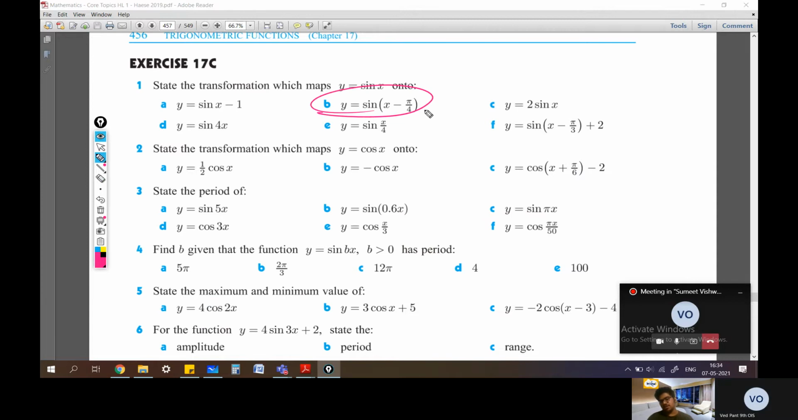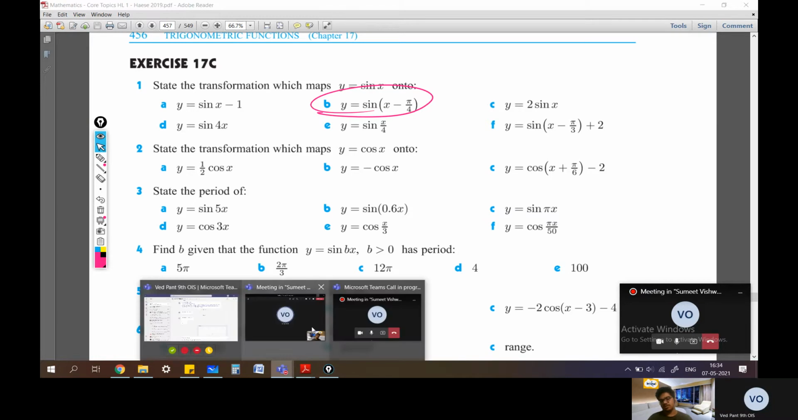What about this? You have to be familiar with pi. So you start learning what is pi, what is pi by pi. Pi is 180. So then pi by 4 is 180 by 4. Sorry, pi by 4 is not 180. It is 45. Yes, 180 by 4.